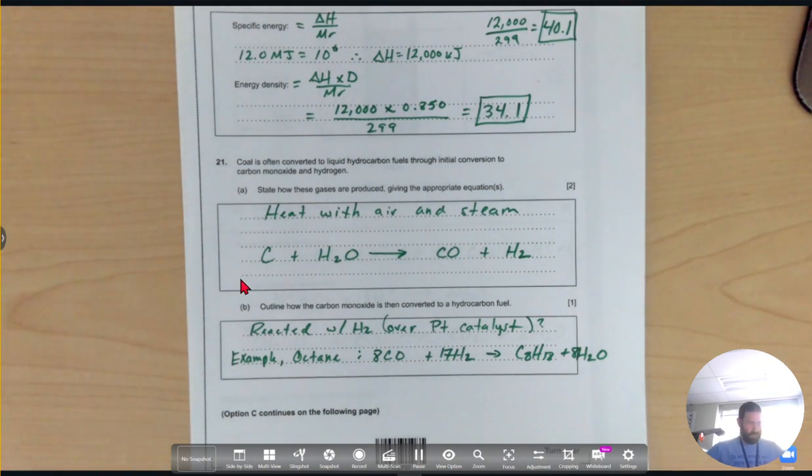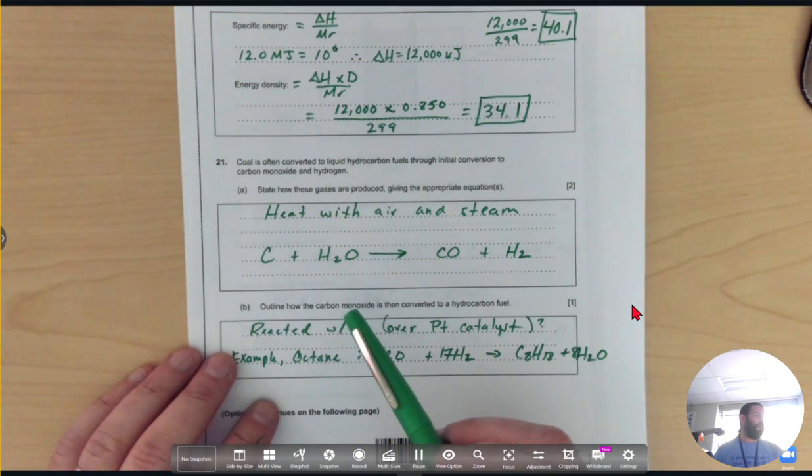Coal is almost entirely made of carbon. When it reacts with the steam, it makes the carbon monoxide and hydrogen. You could also add the oxygen in here. It just makes the balancing a little bit more complicated, but either one would be fine.